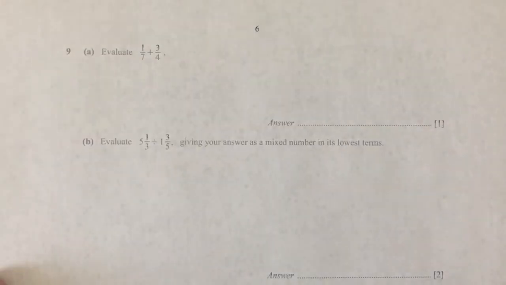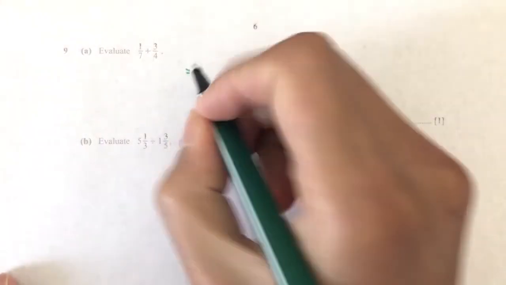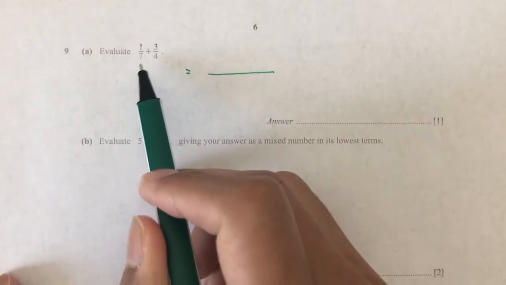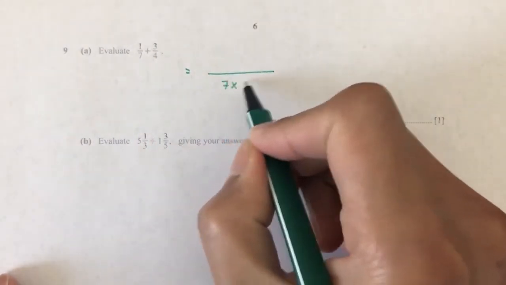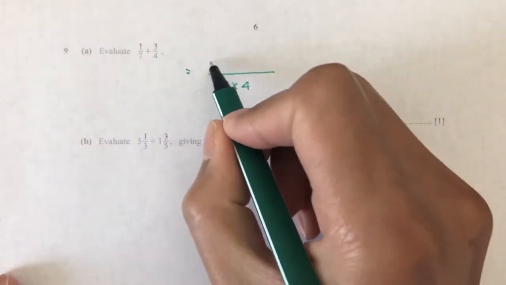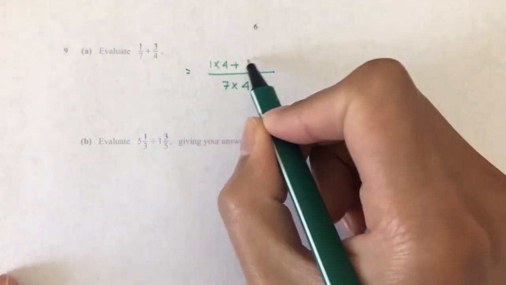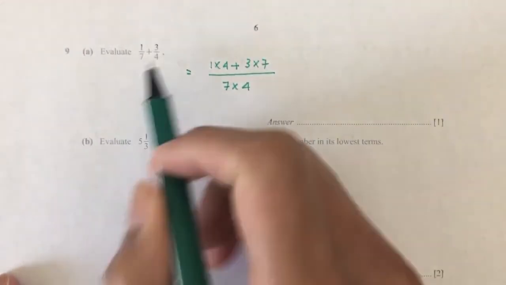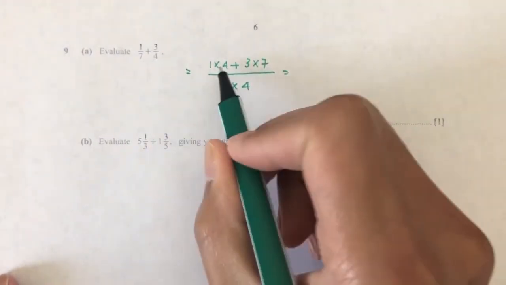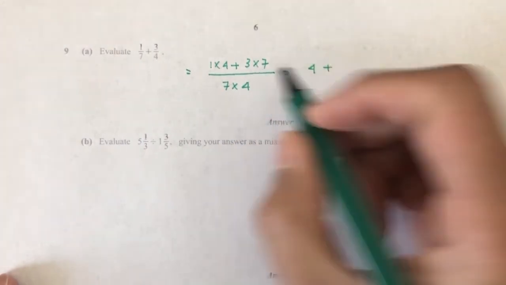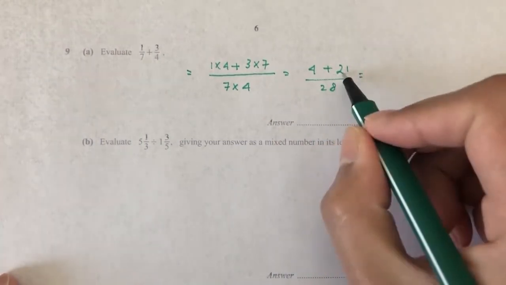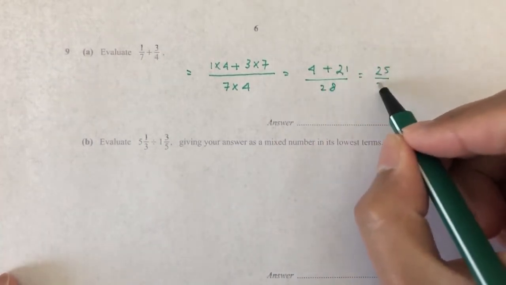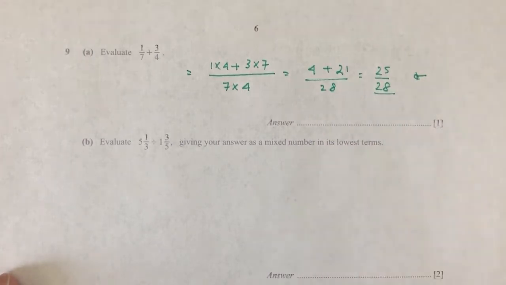Question number 9, part A, evaluate 1 over 7 plus 3 over 4. So this is a simple fraction question. So the first thing we do, to find the LCM, we have to do 7 times 4 for the denominator. And then we cross multiply. So we have 1 times 4 plus 3 times 7. Plus is because we have plus here. So 1 times 4 is 4, plus 3 times 7 is 21, divided by 28. So 21 plus 4 is 25, divided by 28, and that is your answer for part A.